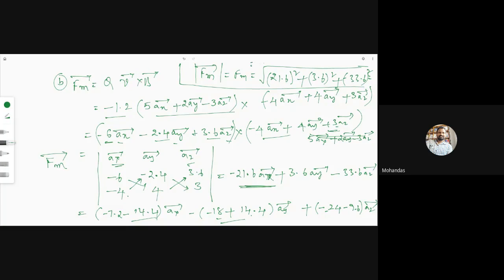So this is the magnitude of the force on a moving charge in the presence of the magnetic field. This is about the B question. Now, please take a screenshot of this. Now the C question.